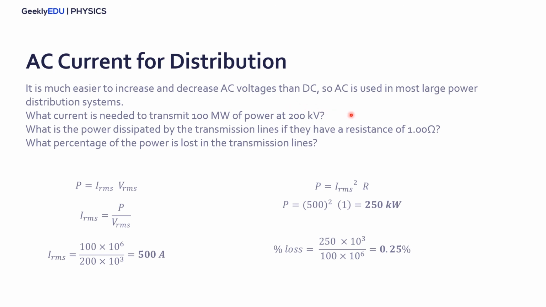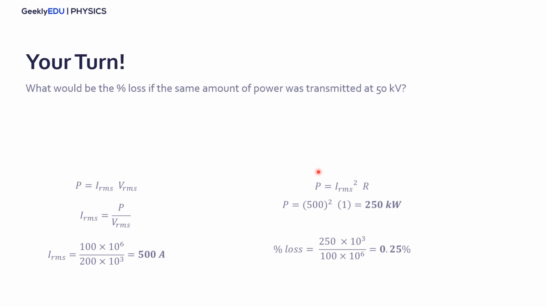And there's a reason for it, and that's what I want you to think about. What would the percentage loss be if the same amount of power was transmitted at a lower voltage, just 50 kilovolts instead of 200? Do your calculations and justify why we use such high voltages in transmission.